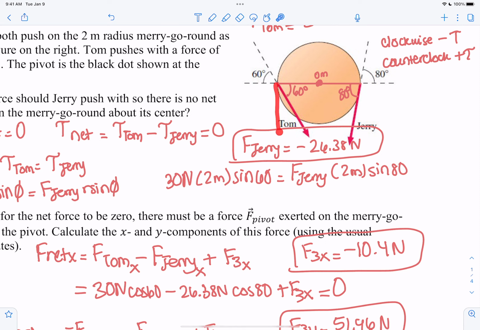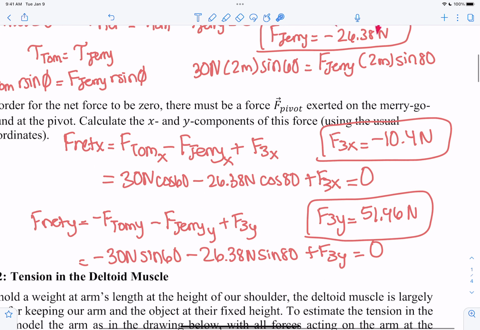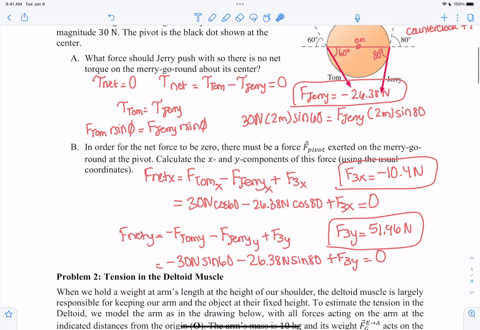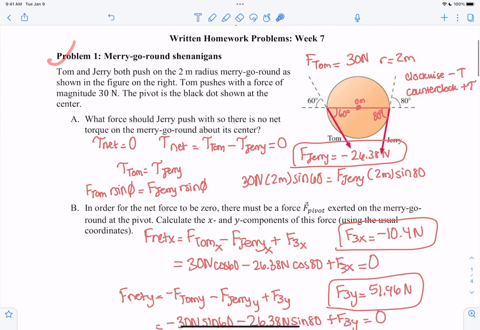Now, if you look at the shape here, you can see that the X direction for Tom is a lot bigger than the X direction for Jerry. So if we were to leave it at that, you can see that there's a positive force in the X direction, because Tom's X component here is bigger than Jerry's X component. So we would have an additional force pointing in the negative direction that would help Jerry out and cancel out Tom's X component, basically. Does that make sense overall for problem 1?